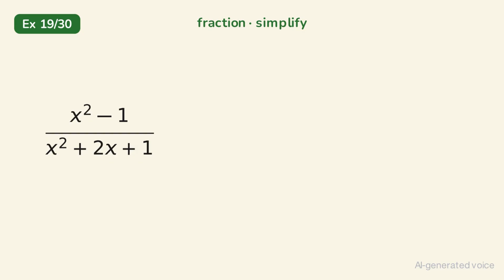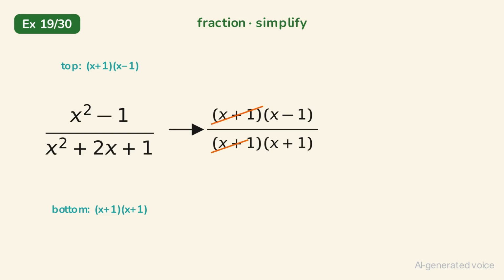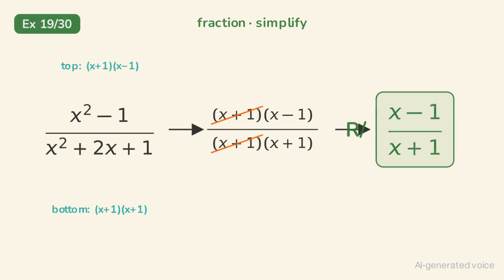Let's do another fraction, very similar, to nail the method down. Let's simplify x squared minus 1 over x squared plus 2x plus 1. Same move again, factor top and bottom, and cancel. On top, x squared minus 1 is a difference of squares, x plus 1 times x minus 1. And on the bottom, it's a perfect square, x plus 1 times x plus 1. We rewrite it already factored. The factor x plus 1 repeats top and bottom, so it cancels. We are left with x minus 1 over x plus 1.